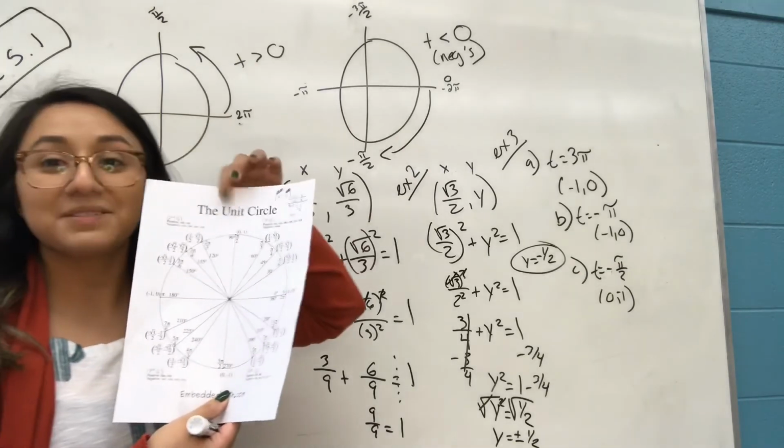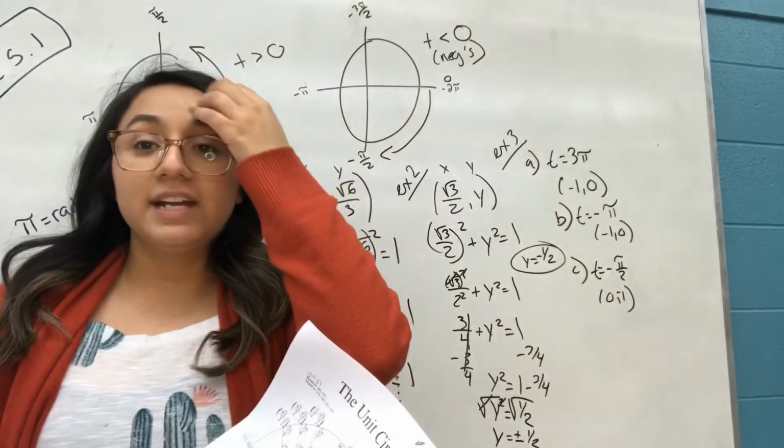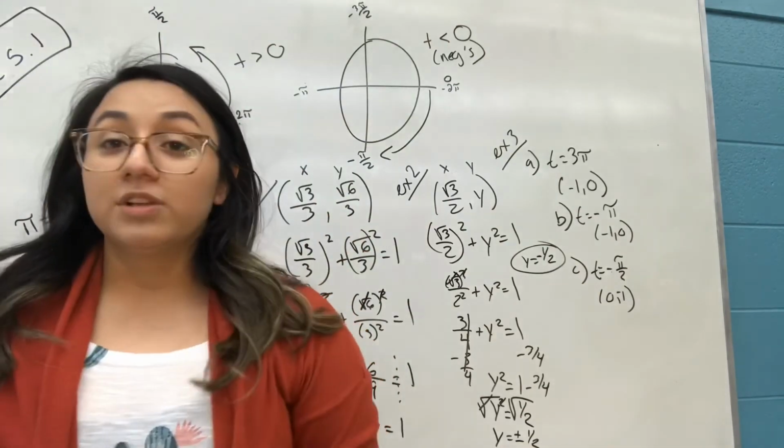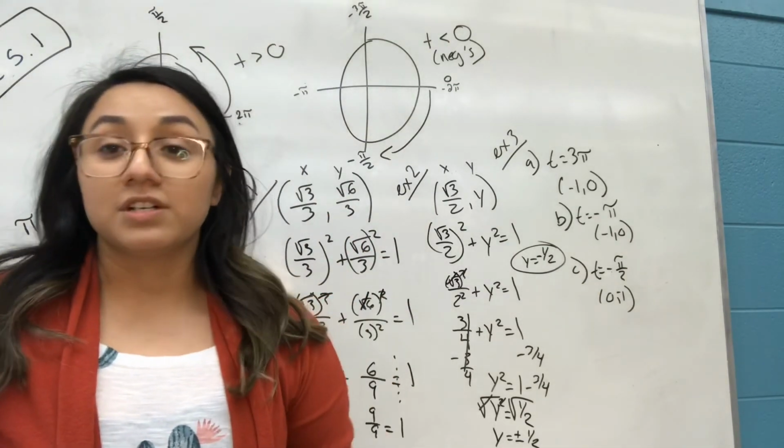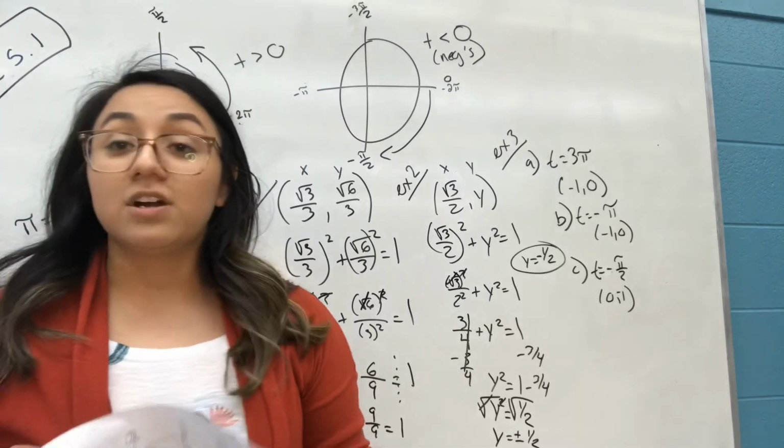Make sure you check for the negatives. If you have any questions, go ahead and email me. But your homework will be 1 through 18. You're trying to see if those circles or those coordinates are on the unit circle.